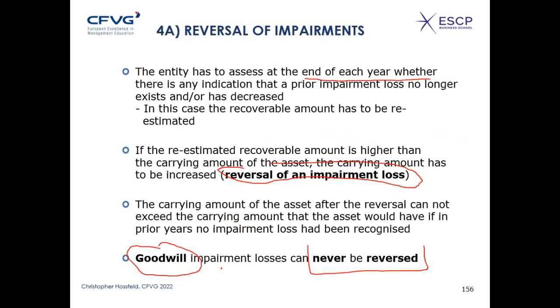Okay, that's it on impairments. Questions on impairments in general?